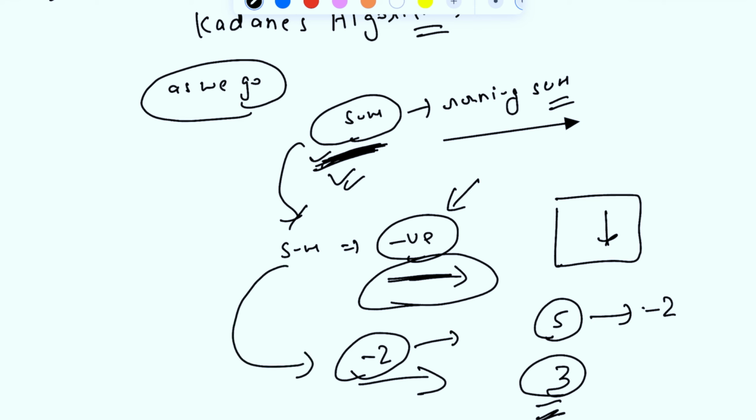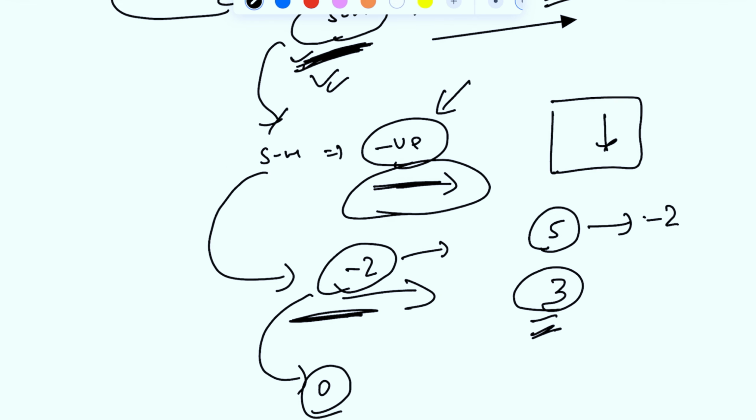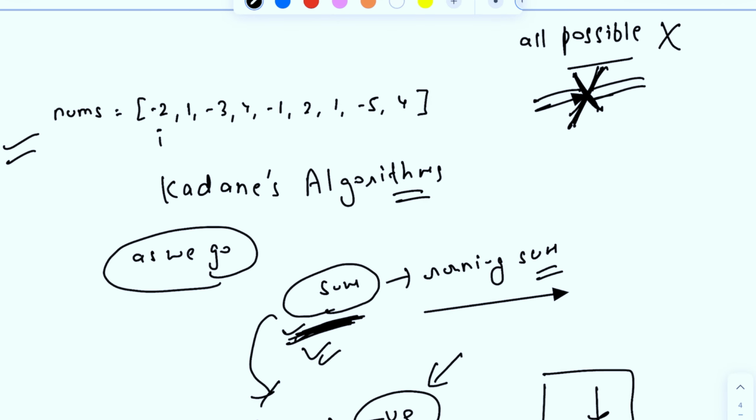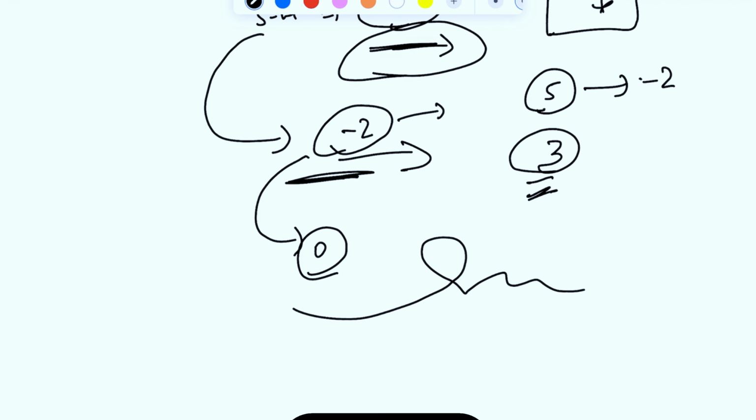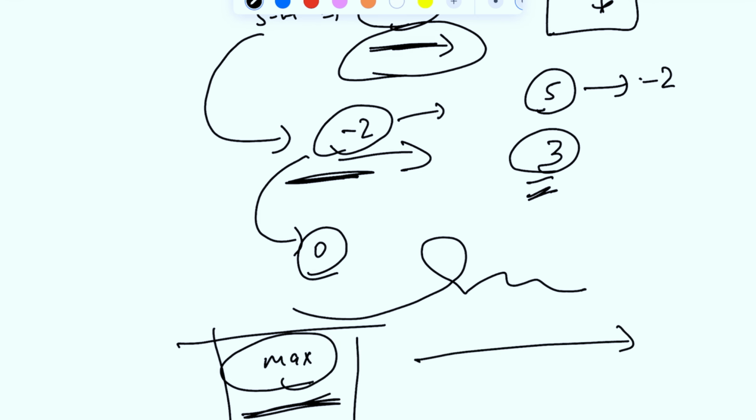If the sum becomes negative, there is no need of carrying it ahead. The better idea is just reset it to 0. A fresh start will be a good idea. We will also see this in action when we do the dry run. And while doing all these things, we will also be figuring out our max. Once the loop is completed, we will have the maximum sum in this max variable that we can return at the end.